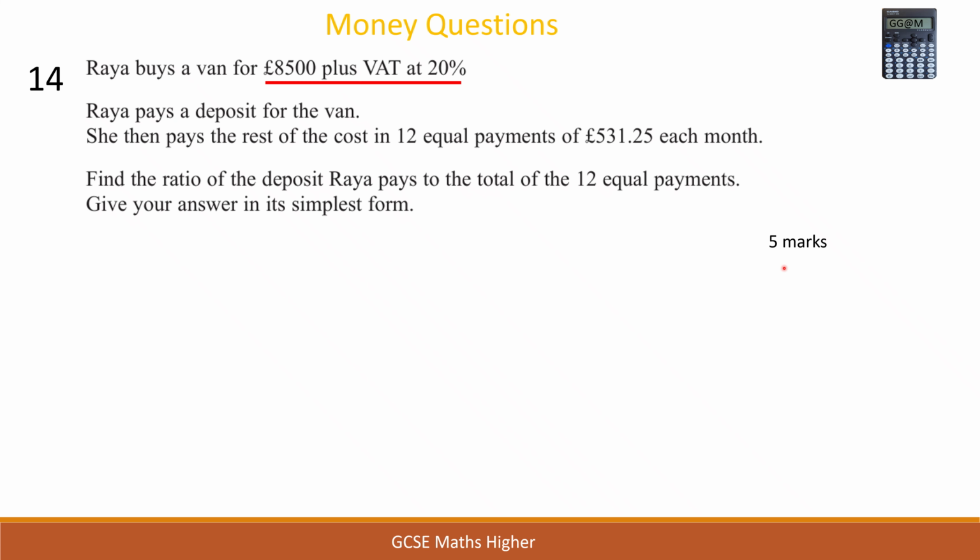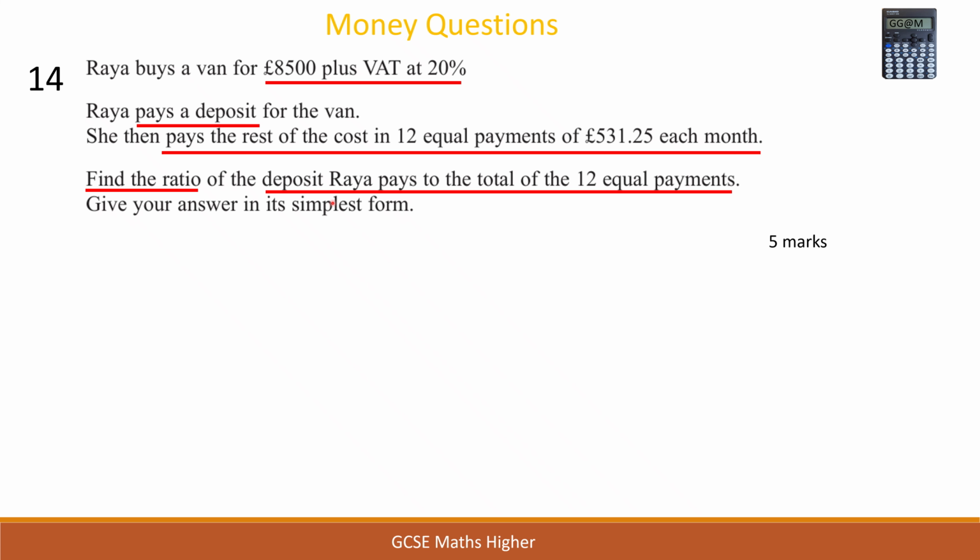So your key parts of the question, you're told you've got £8,500 plus VAT at 20%. So that means you basically add 20% onto this value here. That's what the VAT means. Then she pays a deposit for the van. Then she pays the rest off in 12 equal payments of £531.25 each month. And you've got to find the ratio of the deposit Rhea pays to the total of the 12 equal payments. And you've got to give your answer in its simplest form.